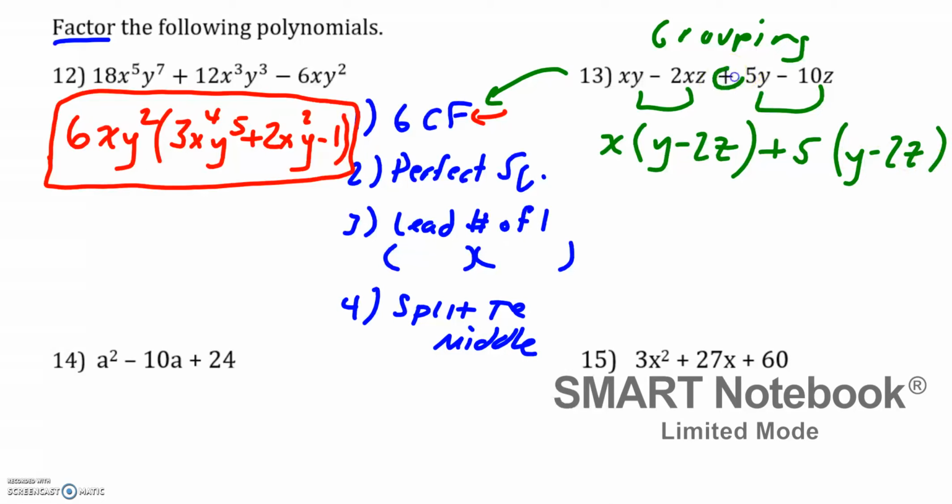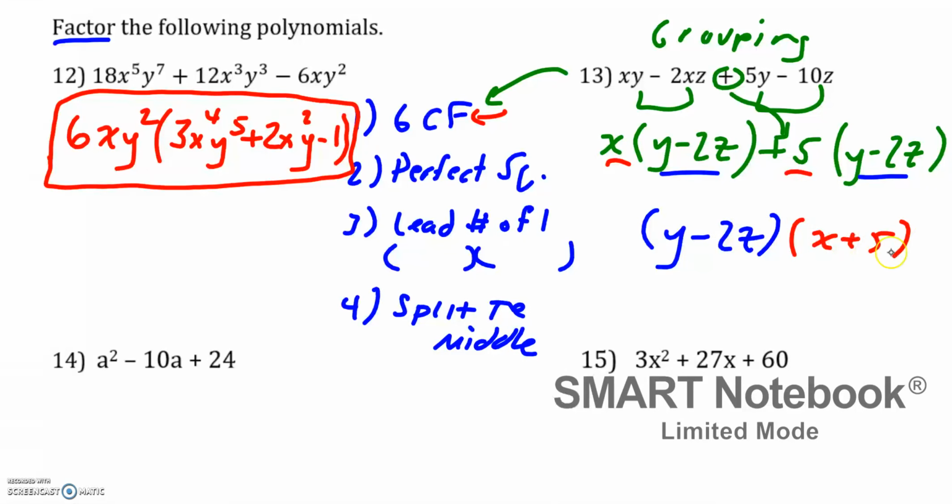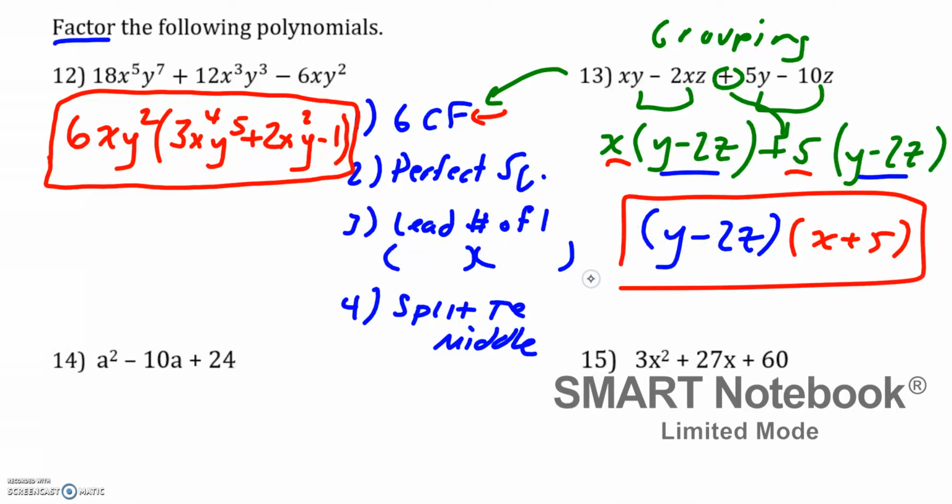Now remember, this middle sign always carries down. If this was a minus, this would be a minus down here. Now, these 2 parentheses match exactly, so one of my factors is y minus 2z, and my other factor is what's remaining, the x plus 5. There are no x squareds or y squareds left, so I am done factoring here.